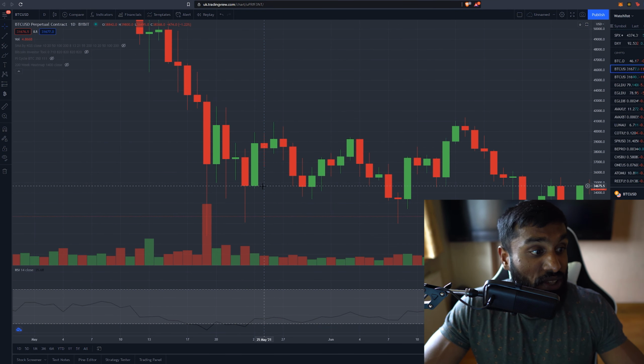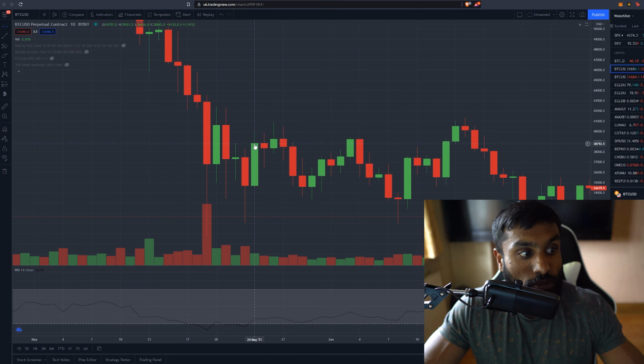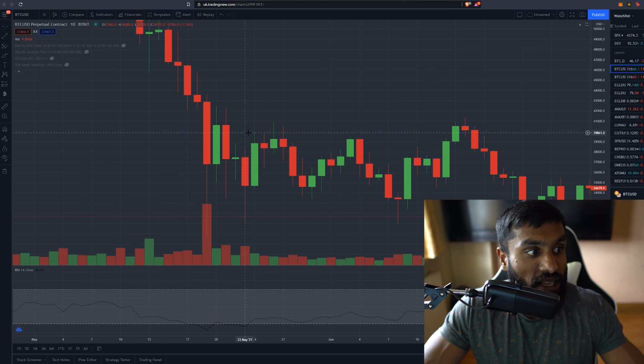day. So effectively, the bottom of the body indicates the opening price. And on this particular day, on the 24th of May, we opened at around $34,700. The top of the body indicates the closing price. At the end of the day, it closed at $38,818. The bottom of the wick indicates the lowest price that it got to within that day. So in this case, it went down to $34,400. And the top of the wick, as you can see here, indicates the highest price that it got to on that day. So in this case, this was $39,887.